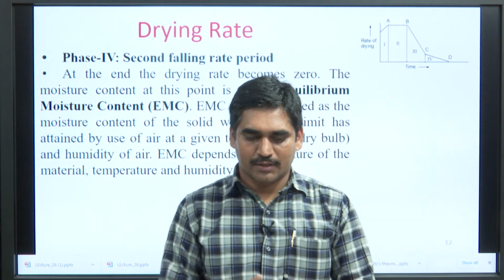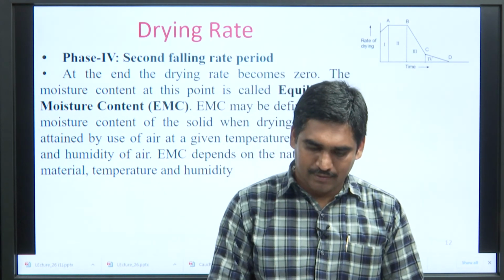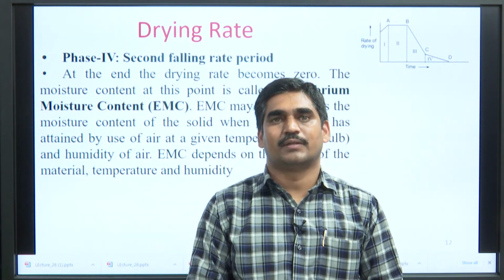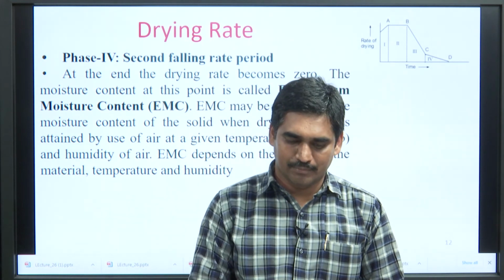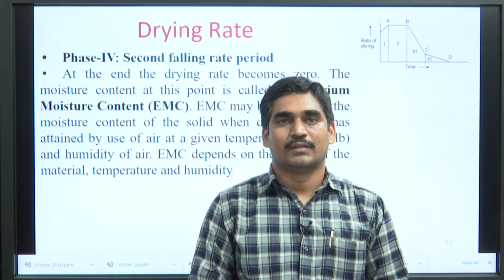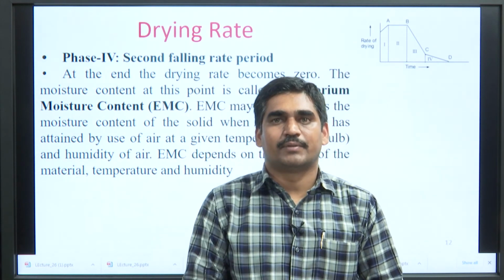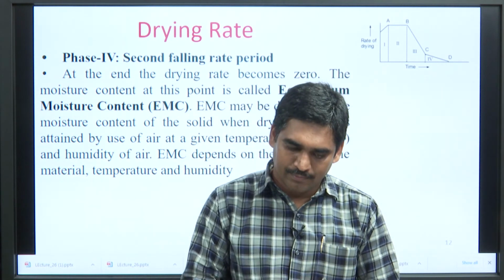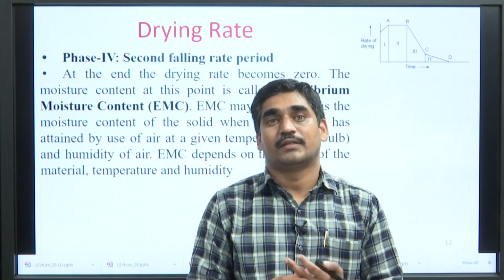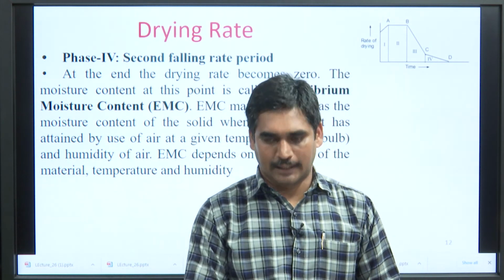It is the moisture content of solid when the drying limit has been attained by use of air at a given temperature, that is the dry bulb temperature, and humidity of air. So, EMC depends upon the nature of material, temperature and humidity.